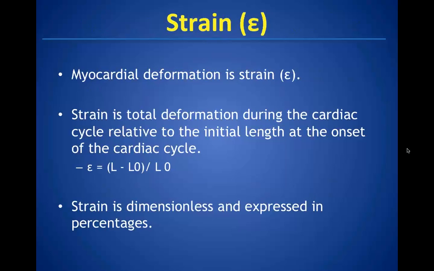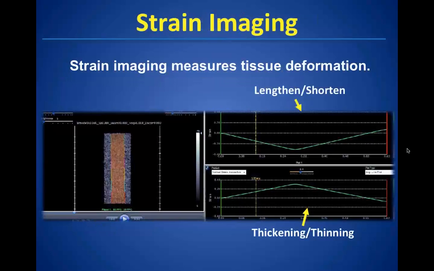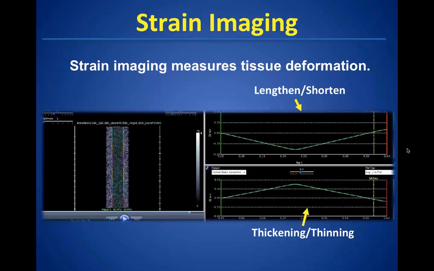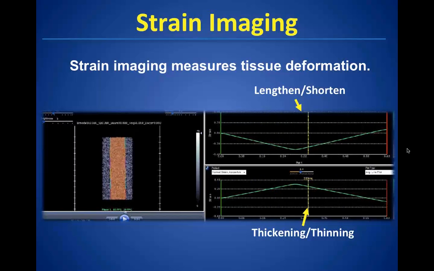Strain is our term for myocardial deformation. So strain is defined as the total deformation during a cardiac cycle relative to the initial length at the onset of the cardiac cycle. It is a dimensionless number and expressed as a percentage. So this is a cartoon depicting strain, which shows an example of a myocardial fiber at end diastole and end systole, in which strain again is defined as the change in this length over the initial length.